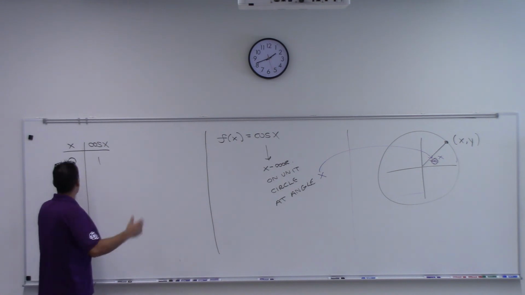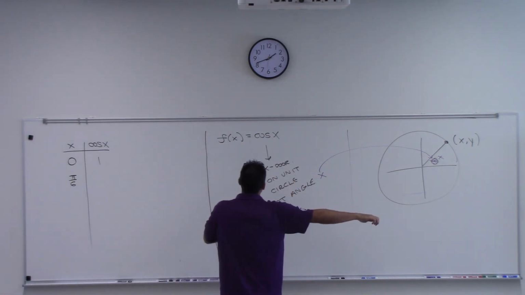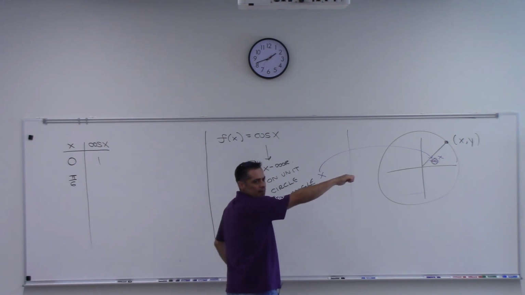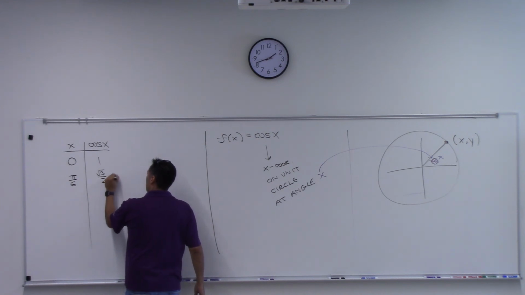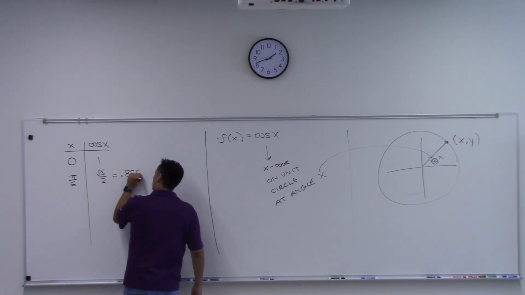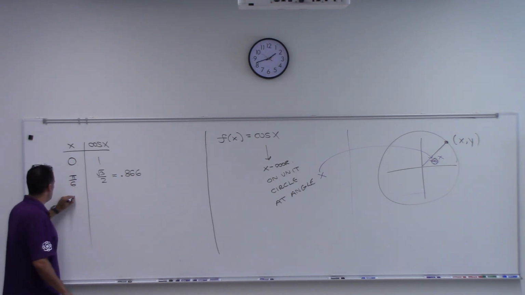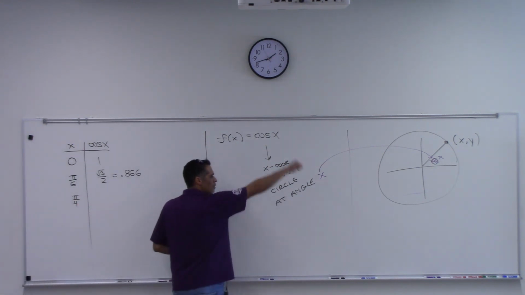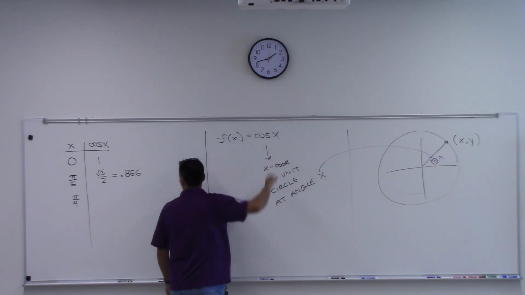Then you say, okay, what's the next common angle I have? Pi over 6. Now you're looking at your unit circle, pi over 6 is right there, and you're asking what's the x coordinate, because you're talking about cosine. And what is it? Root 3 over 2, which is about 0.866. Now the next common angle, pi over 4. You come up to 45 degrees, and you're looking for the x coordinate, which is root 2 over 2.